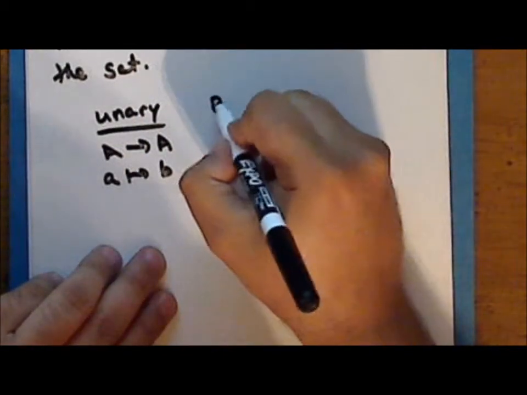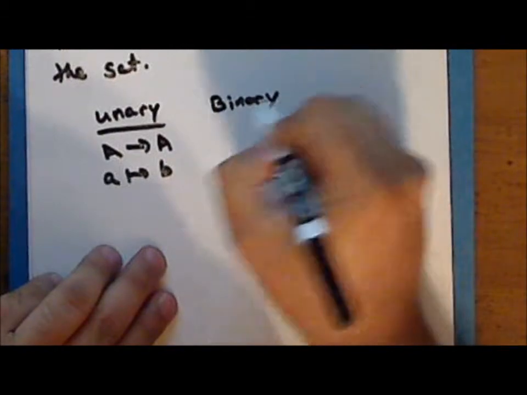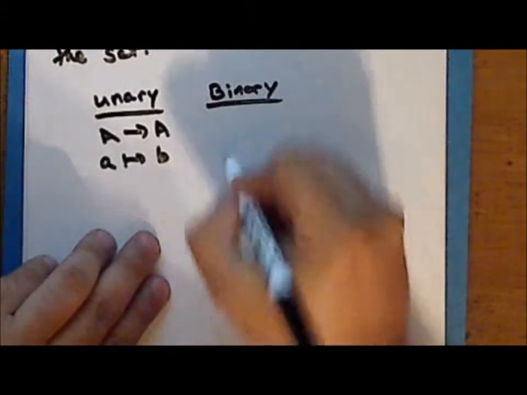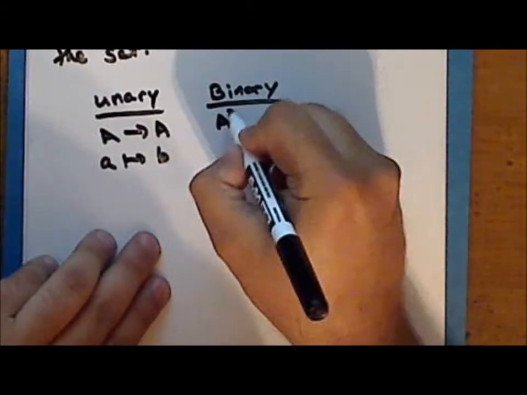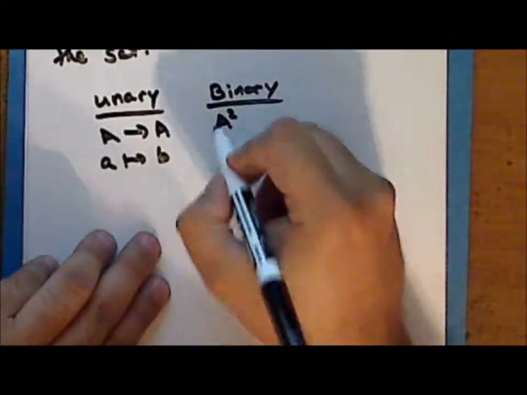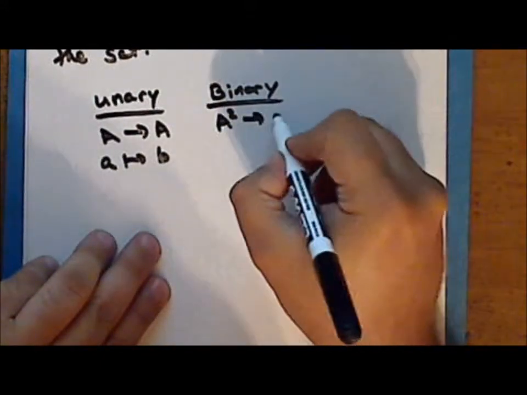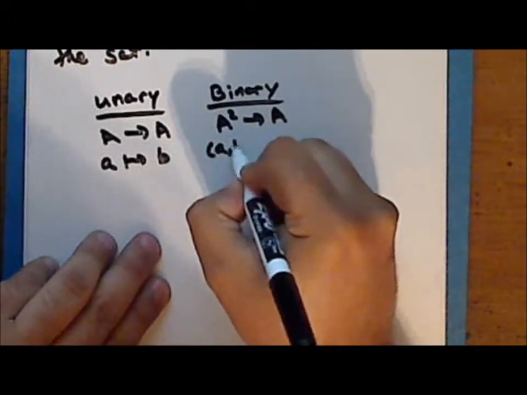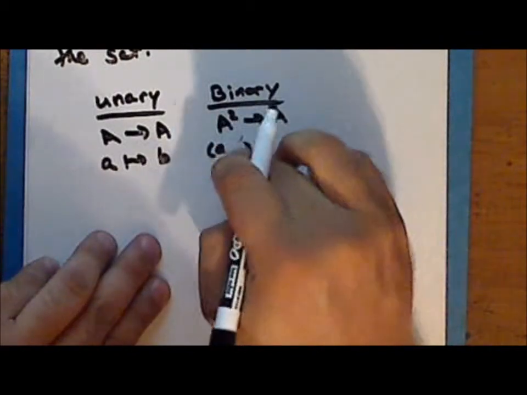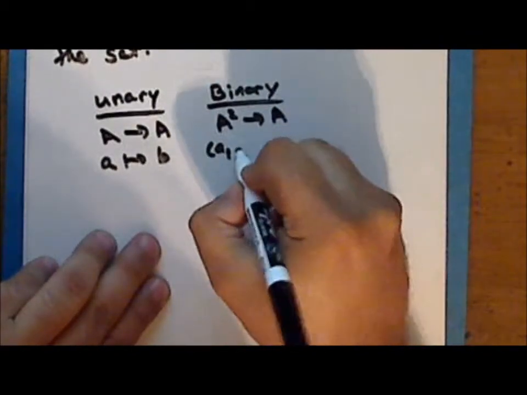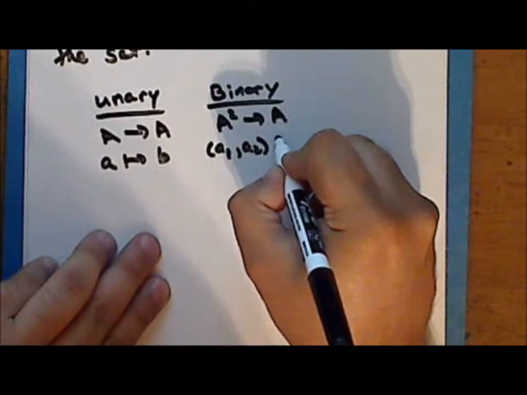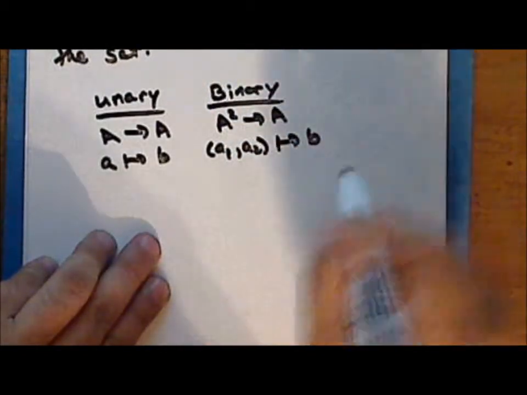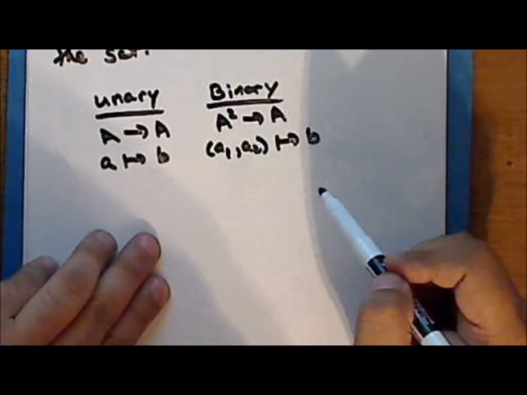We have also looked at binary operations. In this case, we have a Cartesian product of the set A being mapped into the set A. And in terms of elements, we're looking at mapping an ordered pair of elements, which we'll call A1 and A2, into a single element, which is once again in the set A.